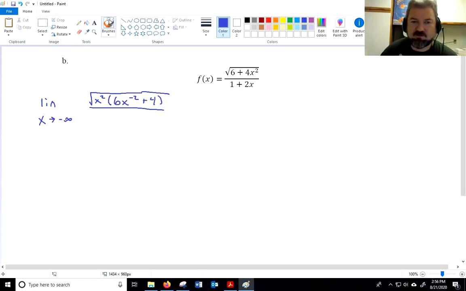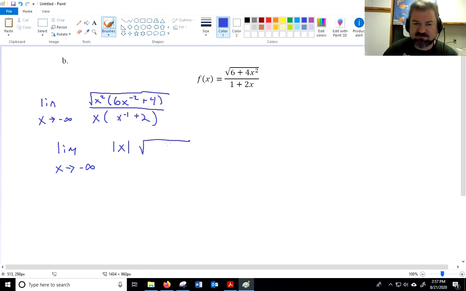All right, let's see here. We're on the bottom, though, right? I have to factor out an x. And I get x times 1 plus 2x to the negative 1. All right, now, like I said, I can't take the square root of the inside of this, but I can take the square root of each one of these portions. So let's do that. The limit as x approaches negative infinity, the square root of x squared is the absolute value of x. And then the square root of the rest.